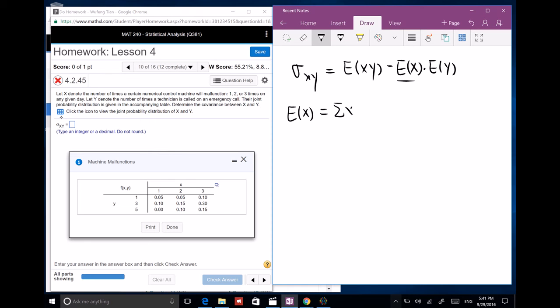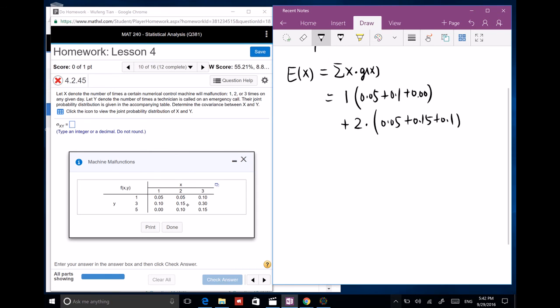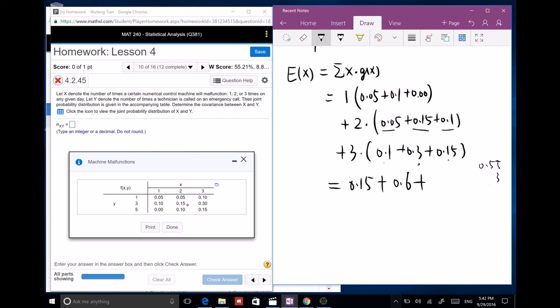E of X is x times g of x, the marginal function. When x equals 1, the first column, the probabilities are 0.05, 0.1, plus 0.0, okay? Then plus 2 times the second column, x equals 2: 0.05 plus 0.15 plus 0.1. Plus 3 times the third column: 0.1 plus 0.3 plus 0.15. You find this one: 1 times the first column sum, plus 2 times 0.3, plus 3 times 0.55, which is 1.65. Together this gives you 2.4. So this is how you find E of X.